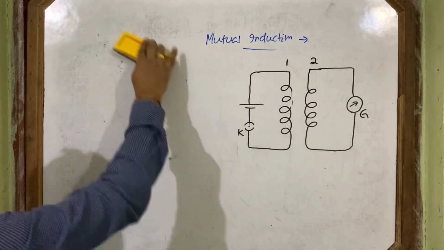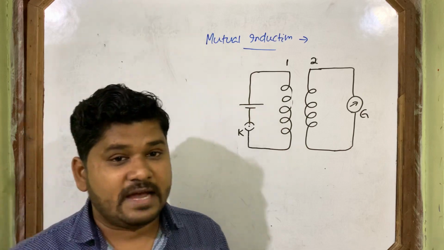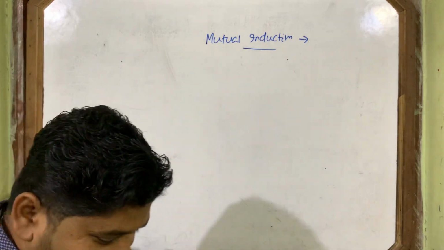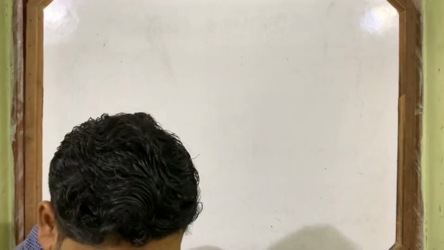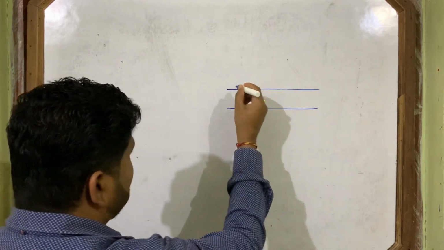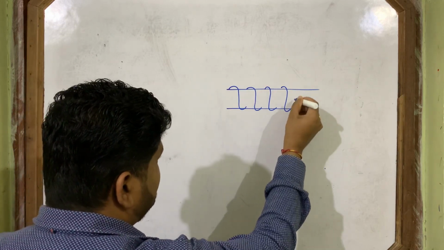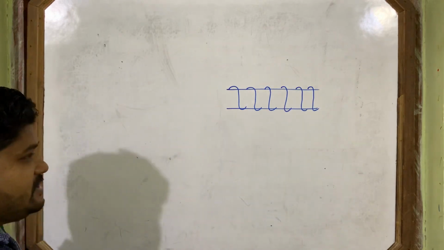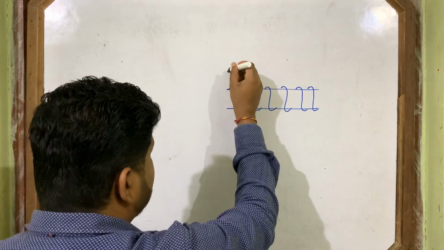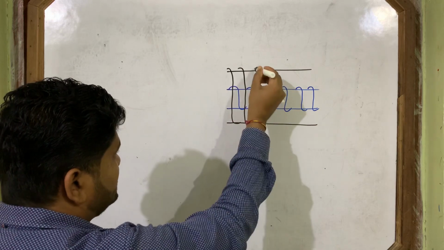But now we will find the mutual inductance for two coaxial solenoids. Let's take two coaxial solenoids. This is one solenoid. See, these are the turns of the solenoid. And take another solenoid here, suppose it is like this. This is another solenoid. These are the turns of the other solenoid.